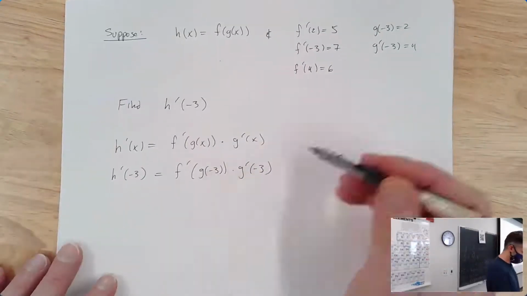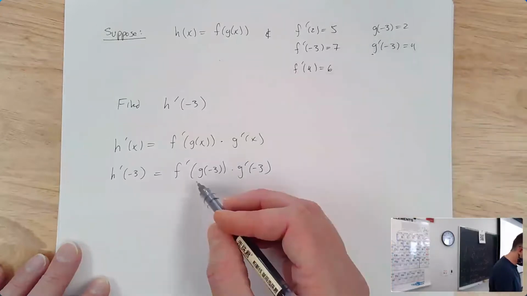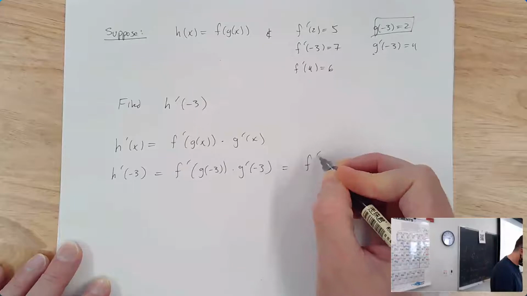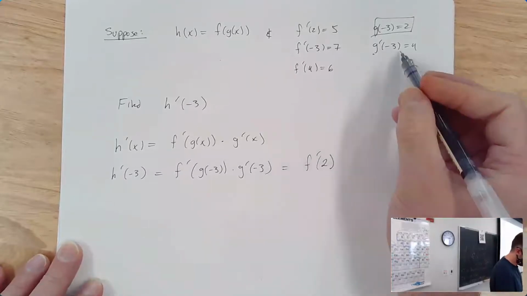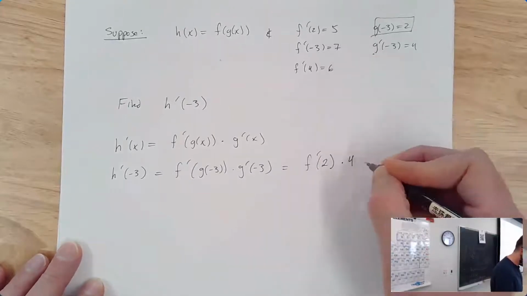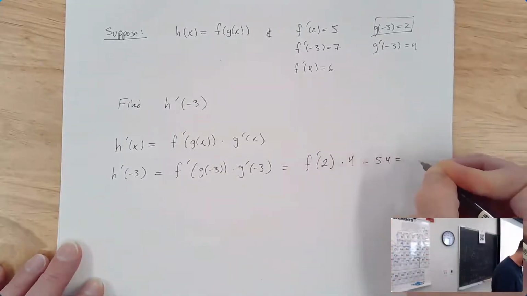Okay, g prime of negative 3, sorry, g of negative 3 is 2. So that's going to be f prime of 2. G prime of negative 3 is 4 times 4. And then f prime of 2 is 5. So we get 5 times 4, which is 20.